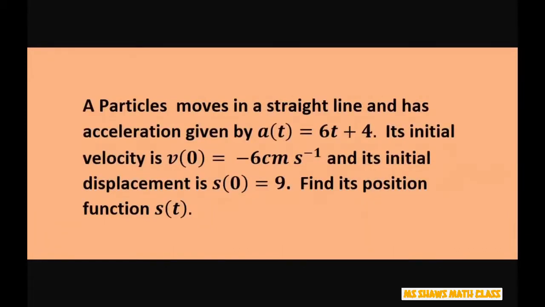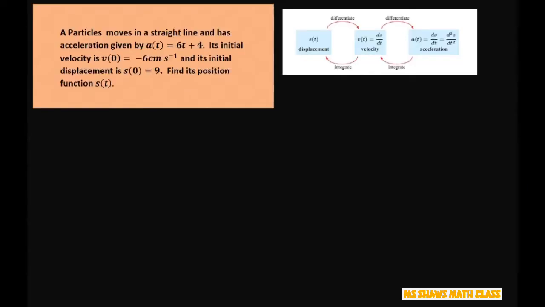Everyone, a particle moves in a straight line and has acceleration given by a of t, which equals 6t plus 4. We're given its initial velocity and displacement. And so we have to find the position function s of t. So basically the s of t is your displacement, which is your position function. And here are some other things.